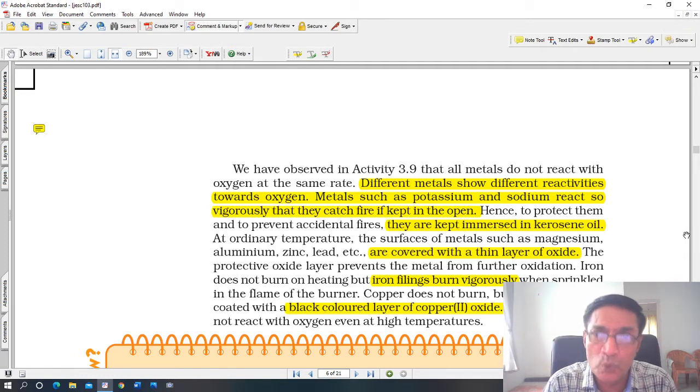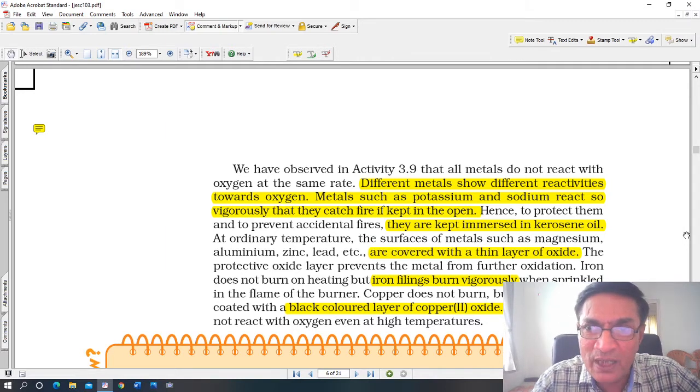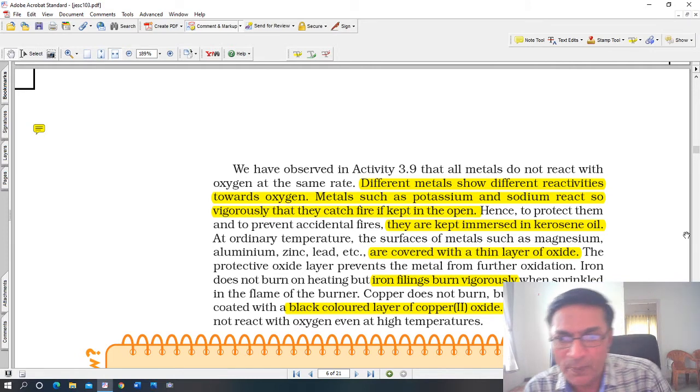इसलिए अगर उसको स्मूथ करना है तो सैंड पेपर से रब करो, सैंड पेपर से, तो ऊपर ऑक्साइड का जो लेयर है निकल जाएगा, it will become bright and shiny. लेकिन कुछ दिन के बाद फिर से ऑक्साइड का लेयर ऊपर आ जाएगा. The protective oxide layer prevents the metal from further oxidation.